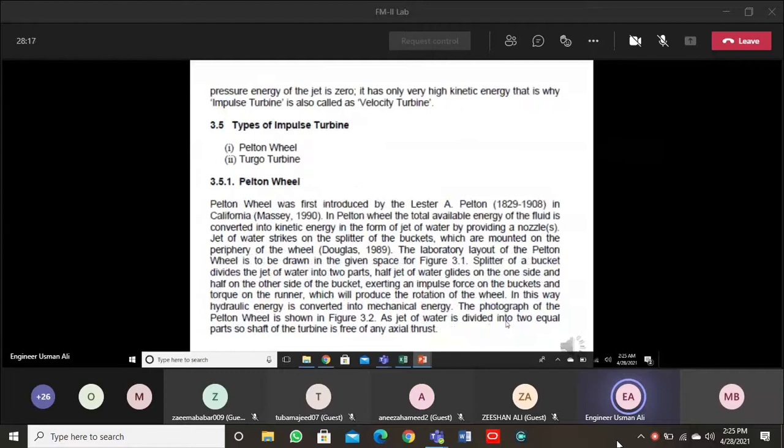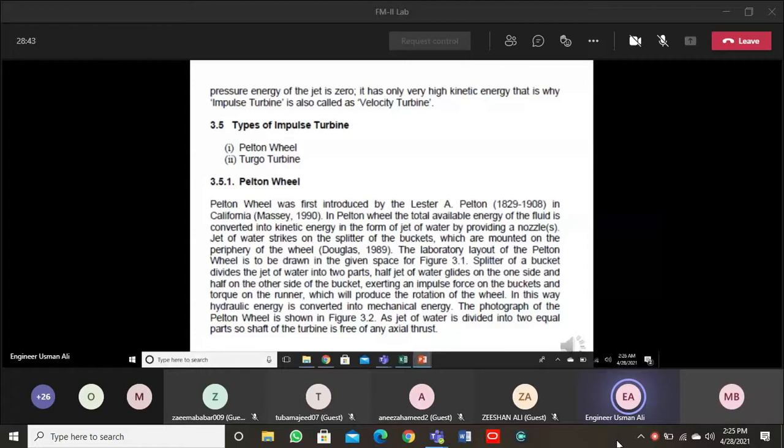The laboratory layout of the Pelton wheel is to be drawn in the space given in figure 3.1. In this space we have to draw the laboratory layout, which shows the underground reservoir, which is also the tail race level. TRL means tail race level, T-A-I-L R-A-C-E L-E-V-E-L, the underground reservoir. This is a laboratory layout.